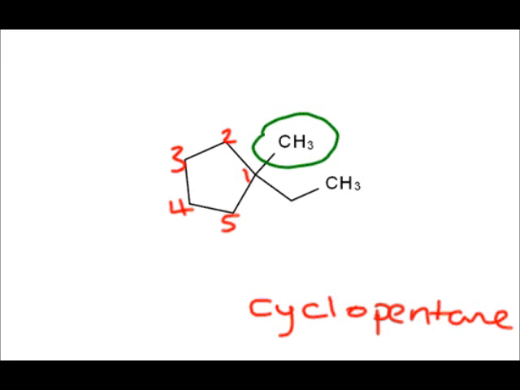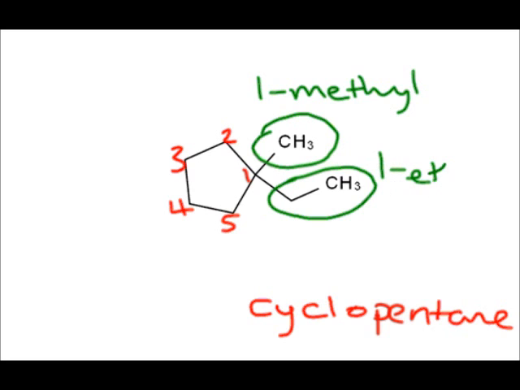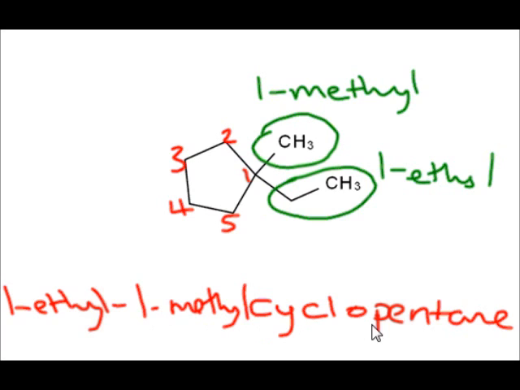We've also got a methyl and an ethyl branch, and both of these are attached to the first carbon. So these are 1 methyl and 1 ethyl groups. When you've got more than one substituent, you always have to number which carbons those are attached to. And again, we list them alphabetically. So the name for this alkane will become 1-ethyl, 1-methyl cyclopentane.